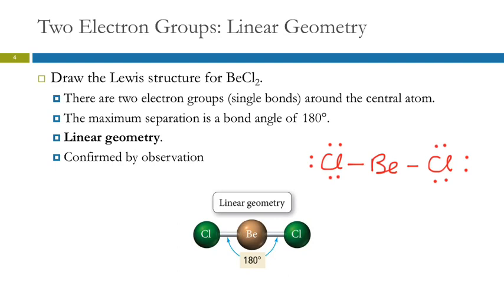When we talk about the geometry of the molecule, we're going to look at the arrangement of the atoms. Not the electron groups, but the arrangement of the atoms. So we look at this, we determined how they're going to be shaped because of the electron groups, but then we're going to look at the atoms. So these are in a line, so they call that a linear geometry. And we can think about the bond angle. So the bond angle would be from this chlorine to this beryllium to the other chlorine. And here the bond angle is 180 degrees. This is what VSEPR theory predicts, and it's confirmed by observation.